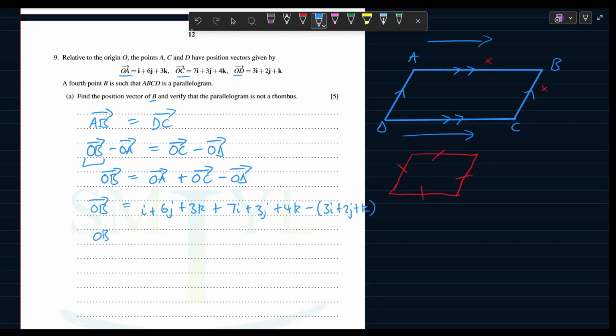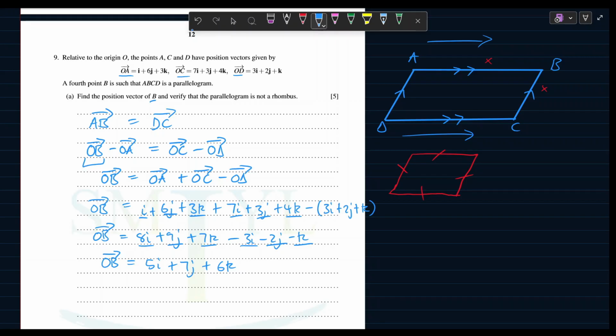All right, so OB is equal to, we've got I plus 7I, so 8I, we've got 6J plus 3J, so 9J, and then 3K plus 4K, that's 7K, minus, let's expand here, so minus 3I, minus 2J, and minus K. So it means that therefore OB is going to be equal to, that's 8I minus 3I, 5I, 9J minus 2J, that's 7J, and then 7K minus K, that's positive 6K. Perfect. All right, so that's the first part of the problem done.